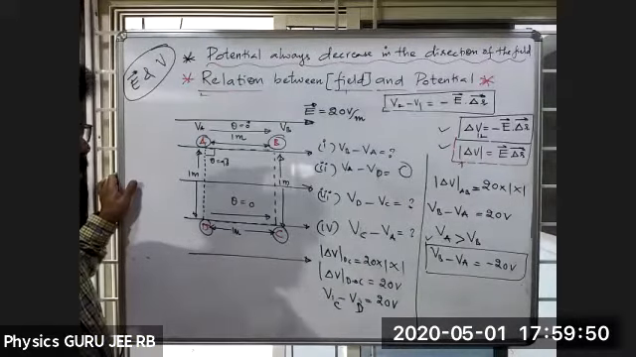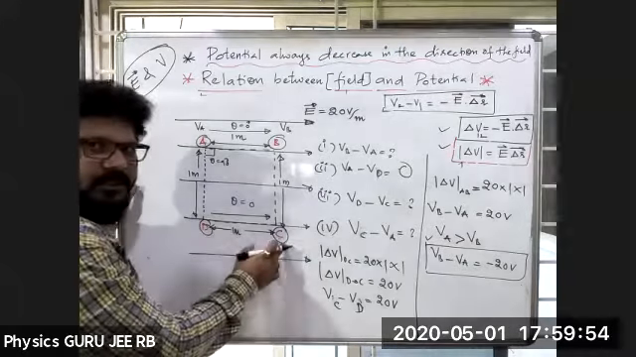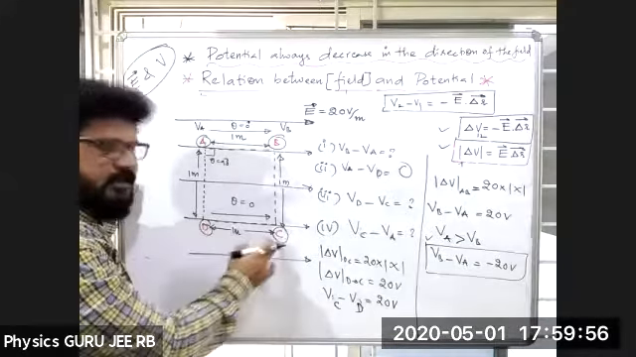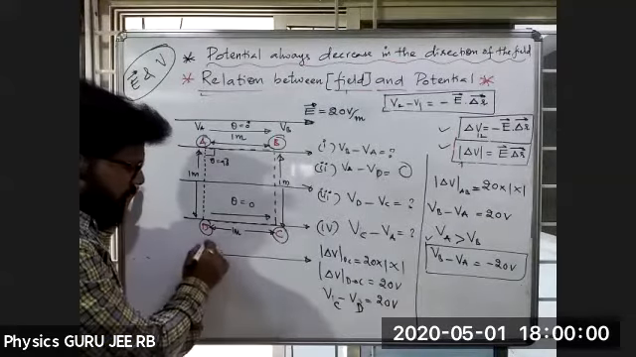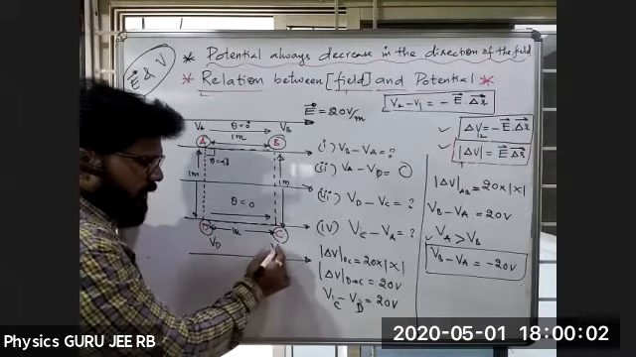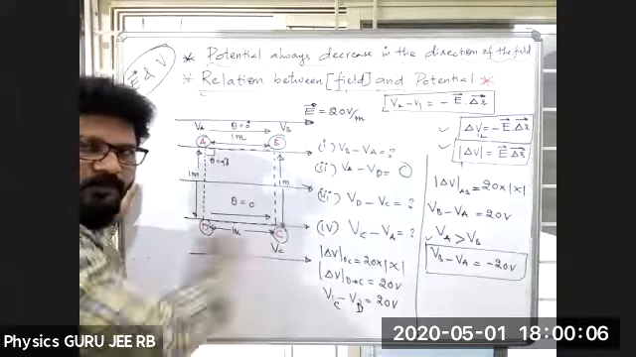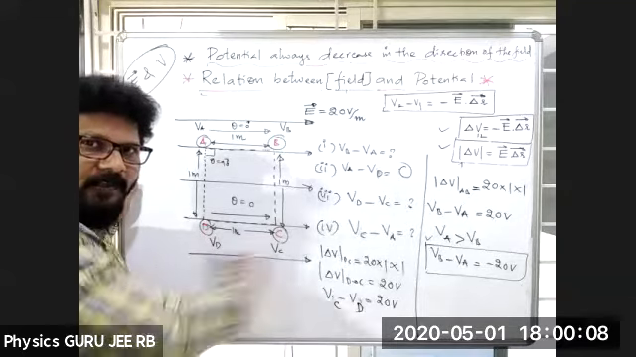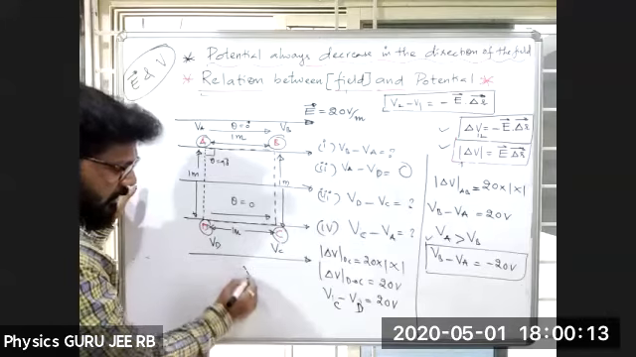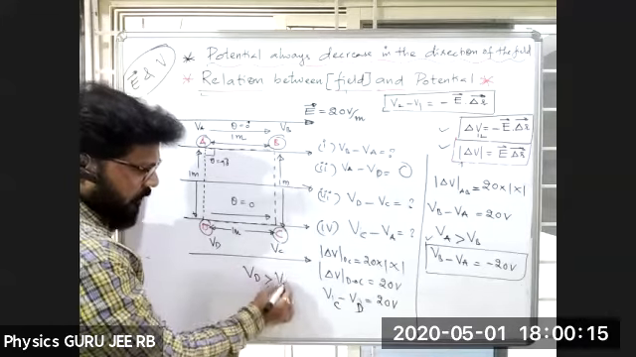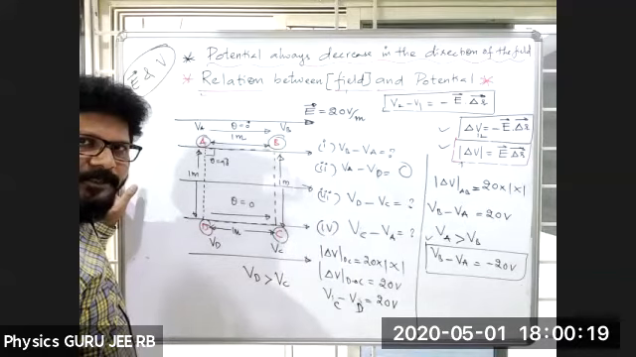VC minus VD. Right? If I am going from D to C, which is greater? D is greater or C is greater? Which is greater? VD is greater or VC is greater? Can you tell me? VC is greater. As you are moving away from it, VD is greater than VC, right?